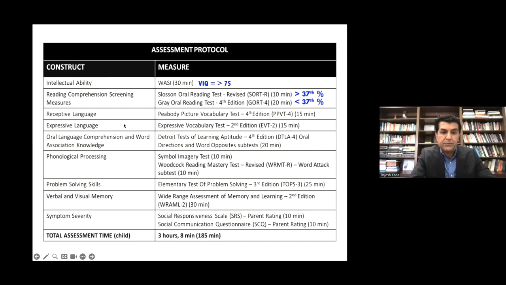And then we do a lot of other testing there. We measure receptive language, expressive language, oral language comprehension, phonological processing, problem-solving skills, verbal and visual memory, symptom severity, of course, diagnosis of autism, executive functions, and a set of other things. It takes about 3 hours or so for the testing. And as I said, for the scanning, we do a structural scan, which we can use to look at the brain structure, volume, thickness, etc.